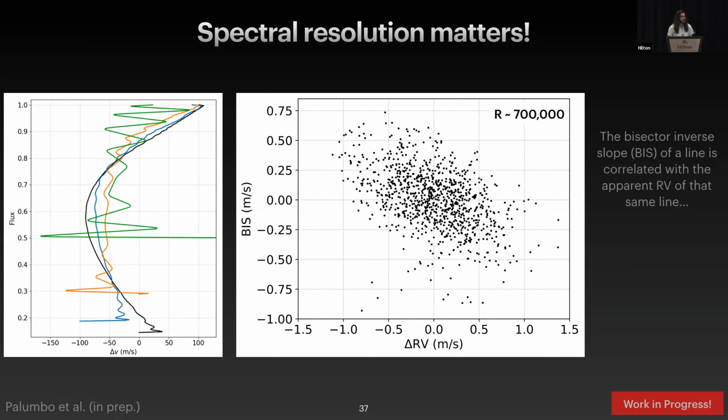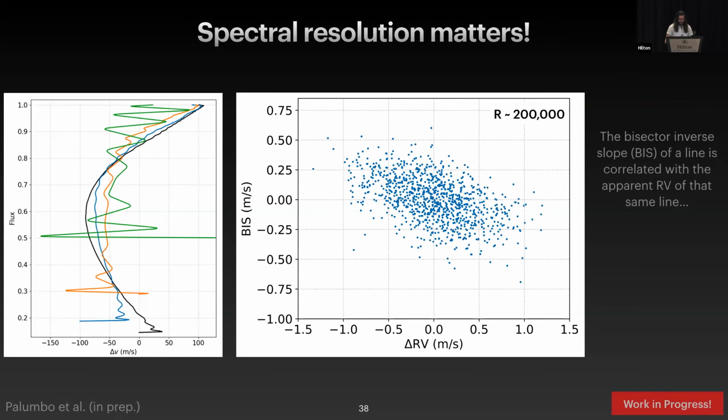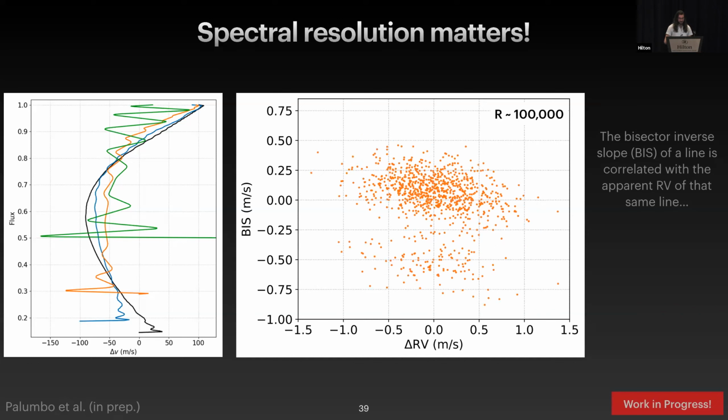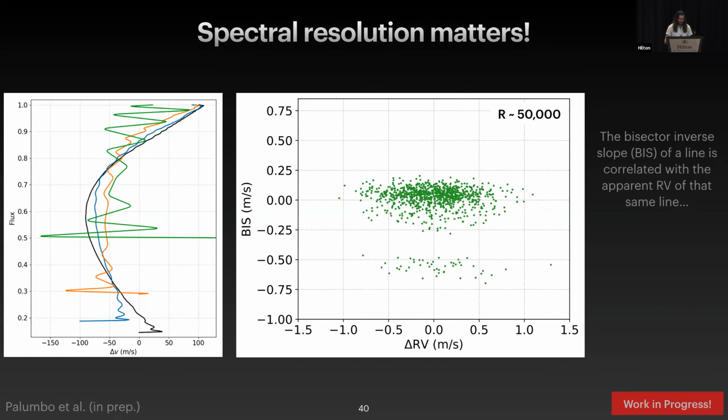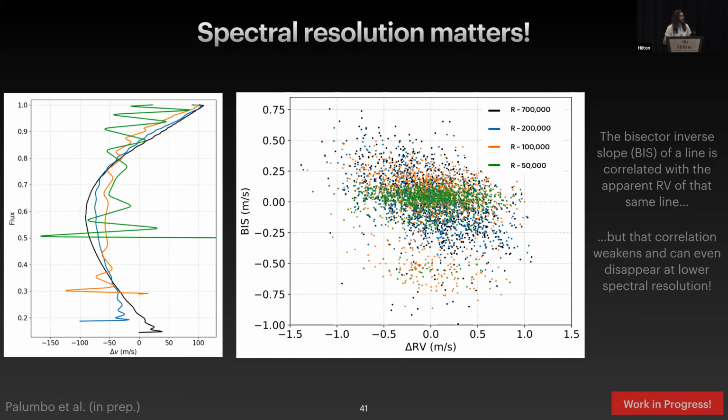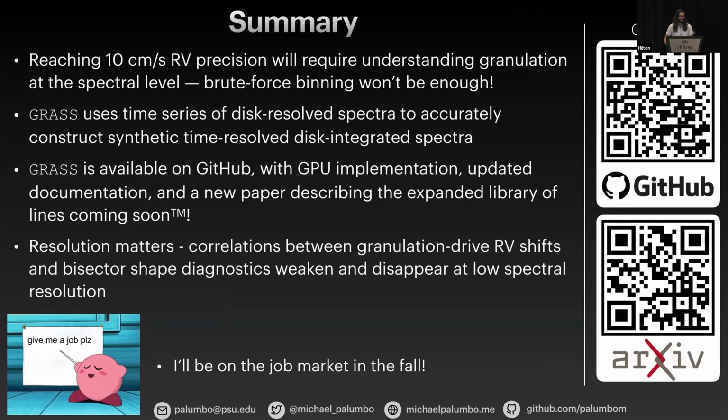But if we go ahead and do the same thing for lower resolutions, you can see that as I lower that resolution, that correlation between bisector inverse slope and delta RV weakens and eventually becomes flat, disappears. And so at lower spectral resolution, we lose that ability to correlate our bisector information with the apparent delta RV of our line. And here they are, all together, if you can actually see past that rainbow mess. But the gist is, at lower spectral resolution, we're throwing away, or rather not collecting, information that is vital for disentangling variability in the line from true RV shifts. And with that, I will put up my summary slide and I'll take questions.